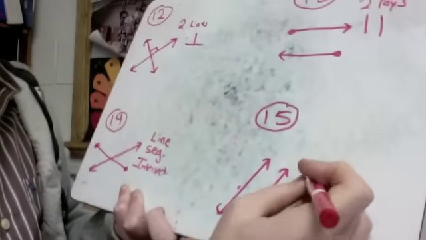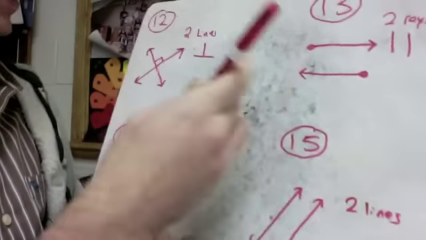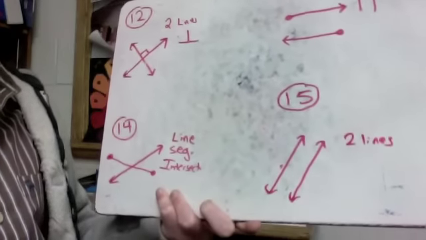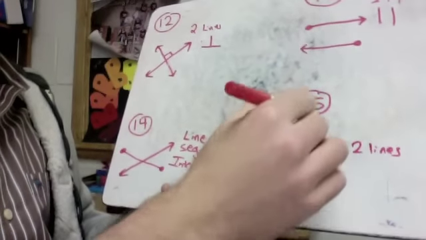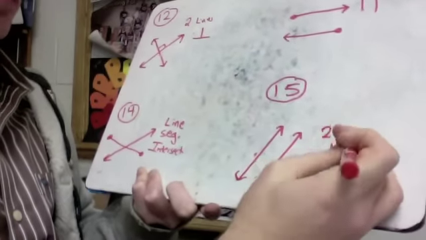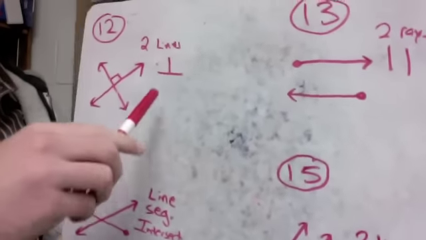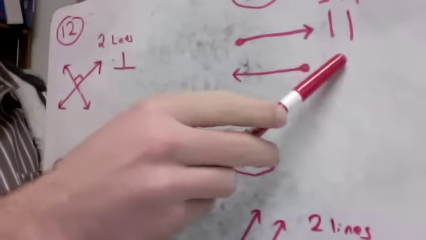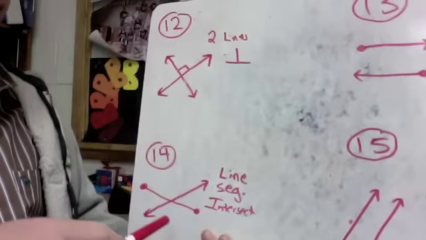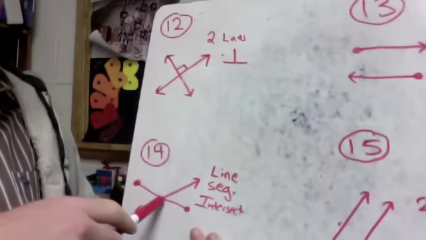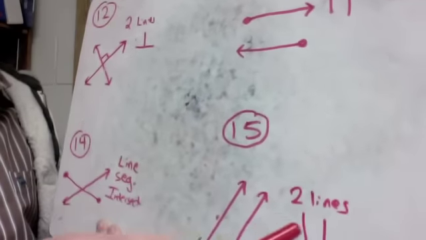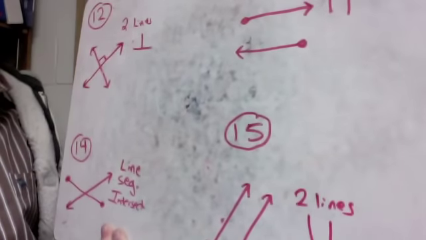15. We've got, like number 12, two lines, but these lines are never going to touch, so they are going to be parallel. So we'll use the symbol for parallel. So we've got two lines perpendicular, two rays parallel, a line and a segment that intersect, and then number 15, we've got two lines that are parallel.